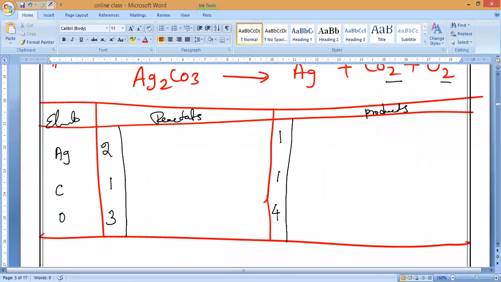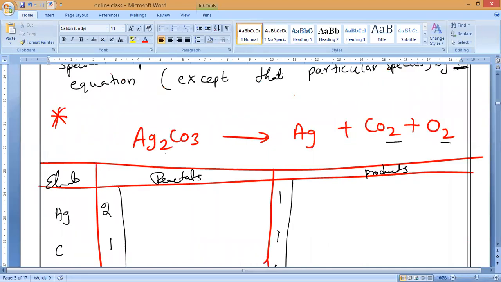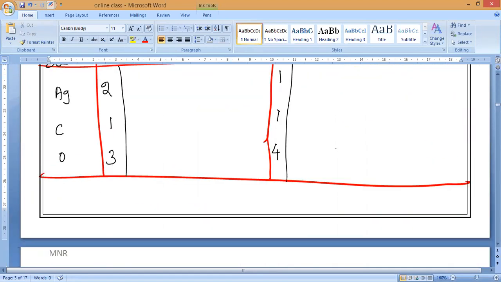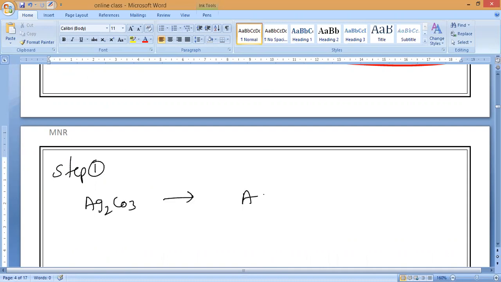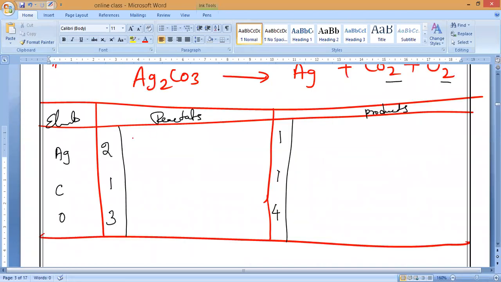So what do I have to do first? Silver is only 1 here and 2 there. So what do I have to do first, guys? On the product side 2 into Ag. So I have to balance silver. Ag2CO3 will give you Ag plus CO2 plus O2. So now I'll multiply with what? I'll multiply with 2. Reactant side or product side? Product side. No change on the reactant side. 2 1s are 2, 1 3. And here what will come now? 2, 1, 1 4.